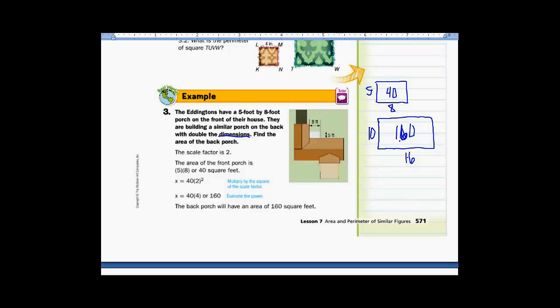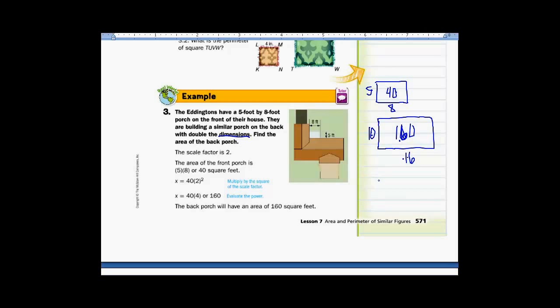If it said they're building one with double the area, sure, you take 40 times 2, they'd have 80 square feet, you'd be done. But they said double the dimensions, so you do in fact have to double the dimensions, which did what to the area? Look at that. Did it just double this? No, it quadrupled that. It took it times 4.